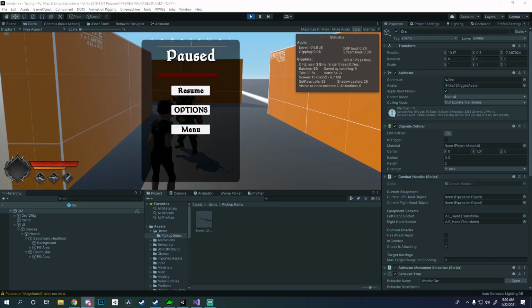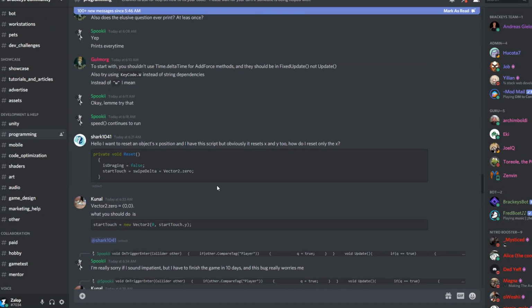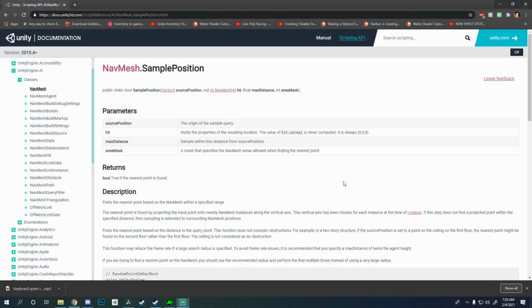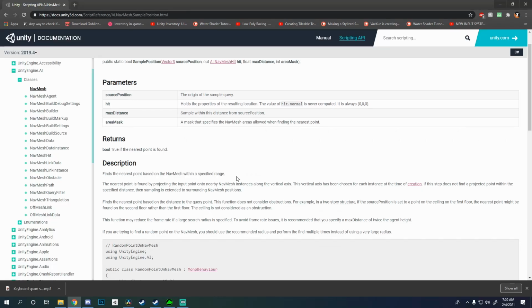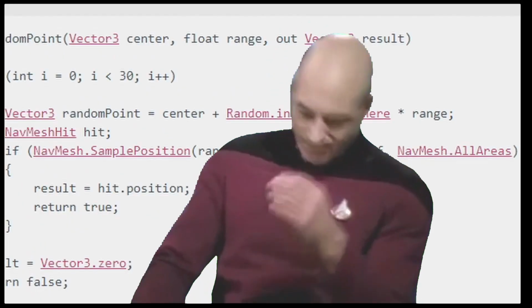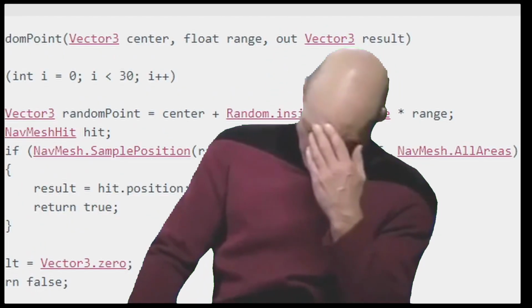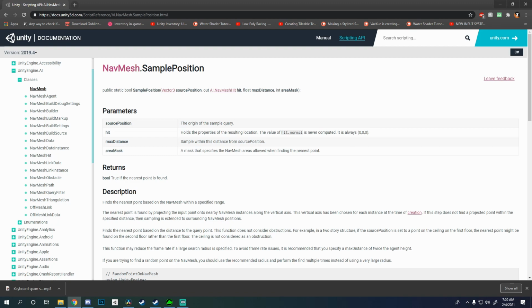So after literal days, someone on the Brackies Discord pointed me to a single function that would solve all of my problems. But the kicker is, it gets better. I have already used this exact function before, but I used it the wrong way. Oh, so yeah, read the documentation, kids. It saves. It literally saves brain cells.